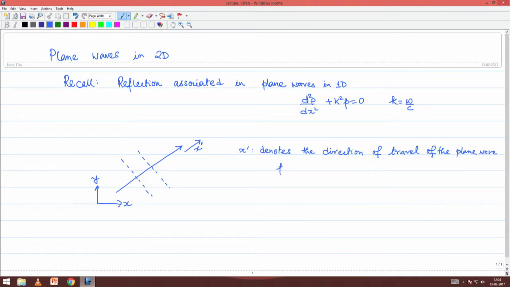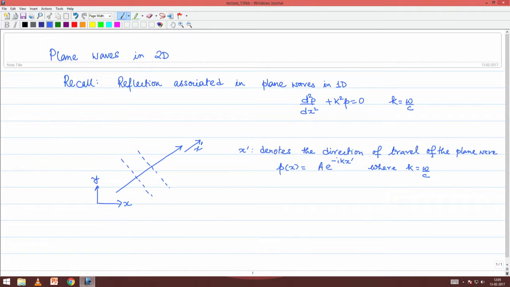And the plane wave itself will have an expression of this form, A e to the power minus i k x prime, right, where k is omega by c. Omega is the angular frequency and c is the speed of sound. We already know that in the x prime coordinate system it is nice and simple, it is just a one dimensional plane wave which is propagating, the expression for which is well known, which has already been derived, e to the power minus i k x prime, with an arbitrary constant which denotes the complex amplitude of this wave.